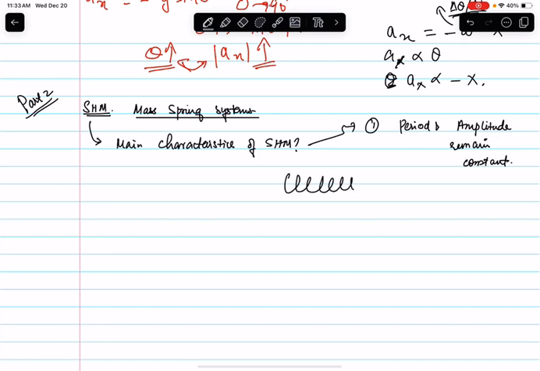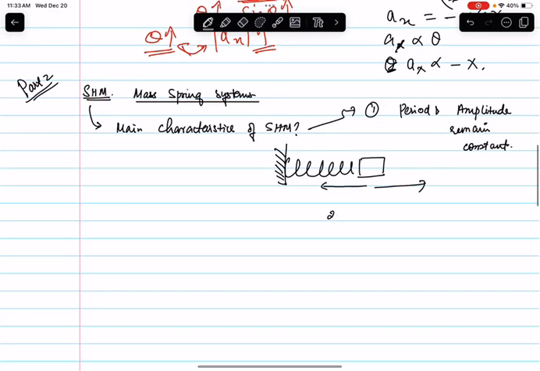So let's say that this is a mass spring system, which we'll be looking at, and let's say we attach it to the wall. If this mass spring system is oscillating back and forth, then the amplitude of the oscillation and the period of the oscillation are going to be the same. Okay. Then the second thing is that the period is going to be independent of the amplitude.